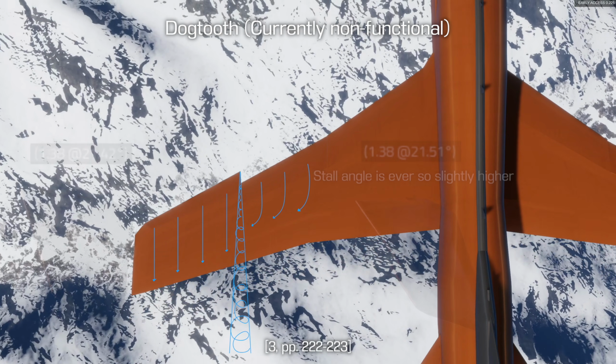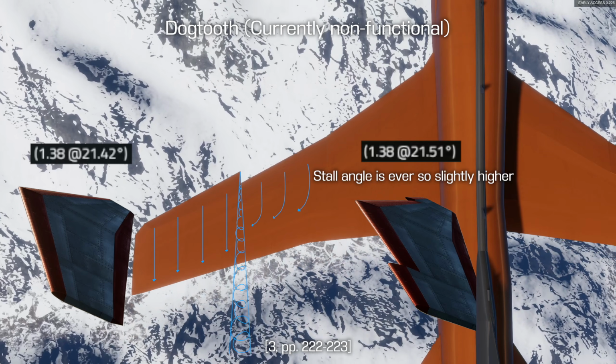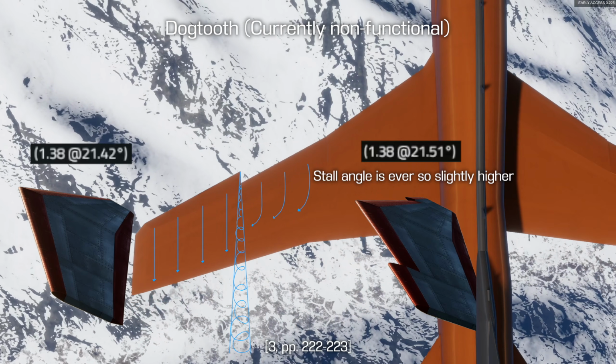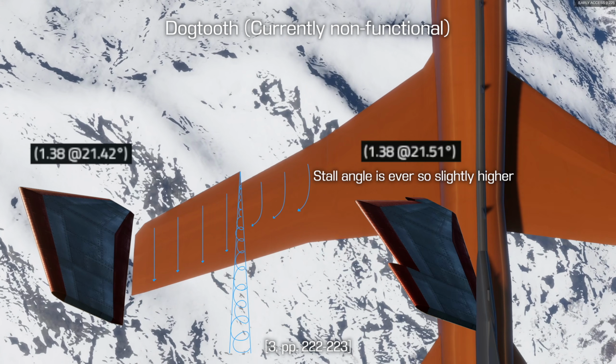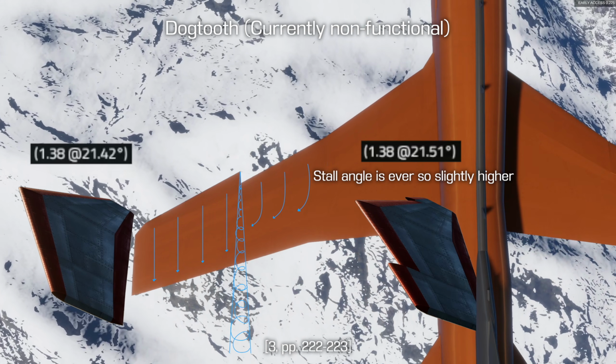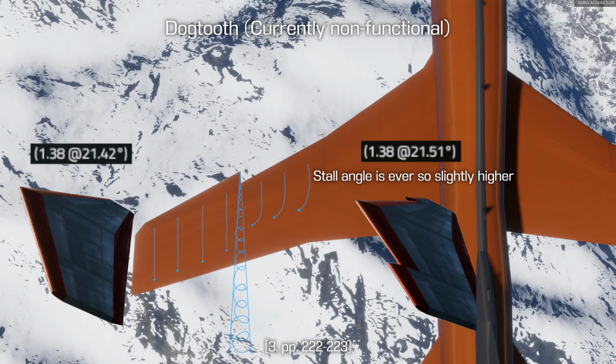In Flyout, adding a dog tooth to your wing will have a small effect on delaying a stall, but only because the aspect ratio of the wing is decreased due to the slight increase in wing area, assuming the chord of the dogtooth section is greater than it would be without it.